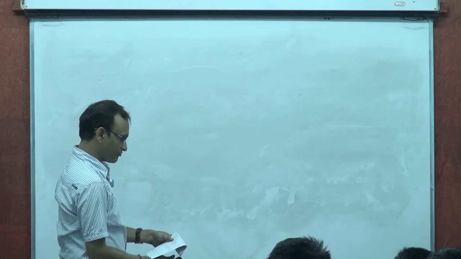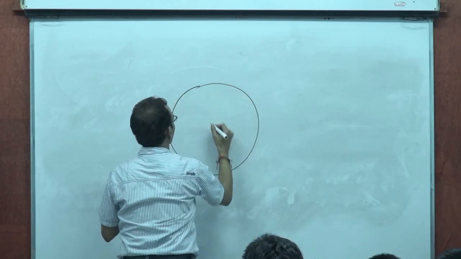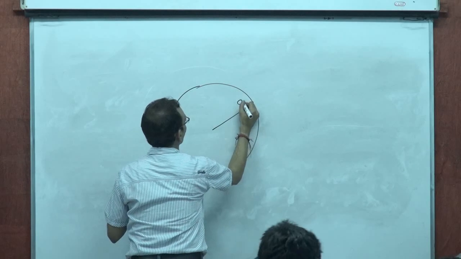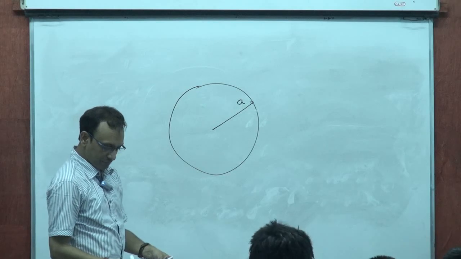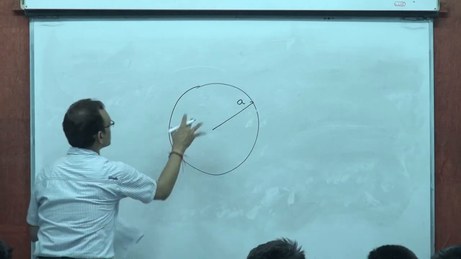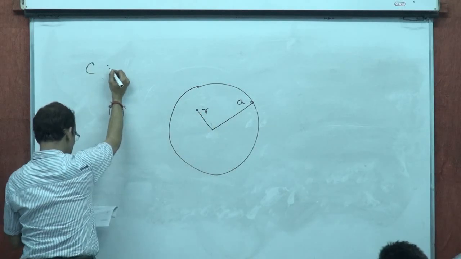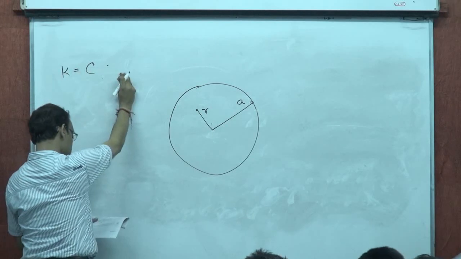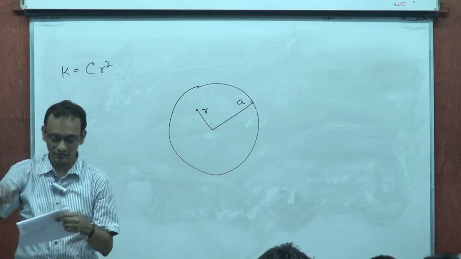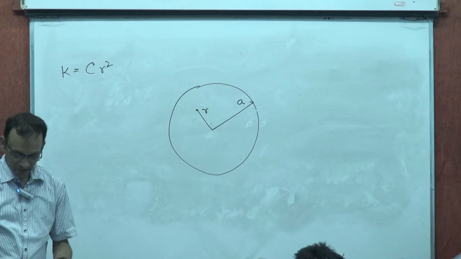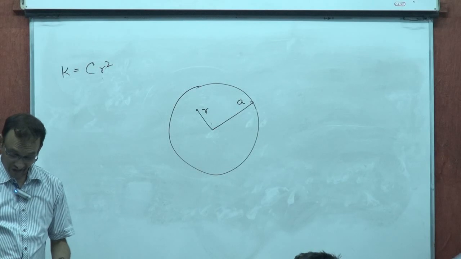A solid round cylinder of radius A is made of material whose thermal conductivity depends on the distance r as C into r squared. C is a constant. So, thermal conductivity varying with r, right? Calculate the temperature gradient if the rate of flow of heat through the rod is H.